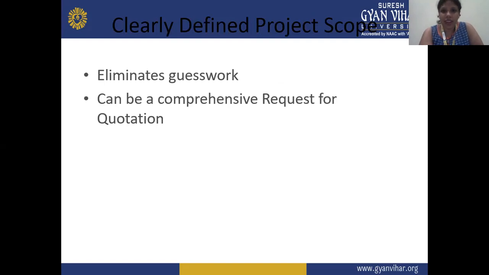Now, a clearly defined project scope eliminates guesswork and can be a comprehensive request for quotations. So if you want to transfer certain technology, you need to define the project scope clearly. What is the scope of our project? So that there is no chance of guesswork, and they can ask for the quotation also, and you can also send the quotation in the previous stage.